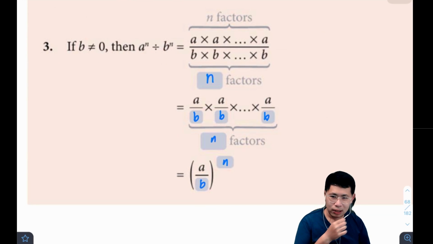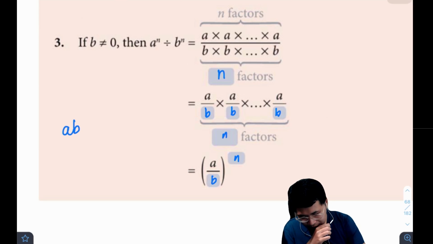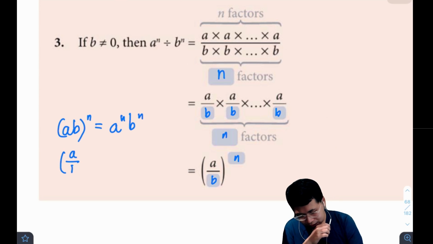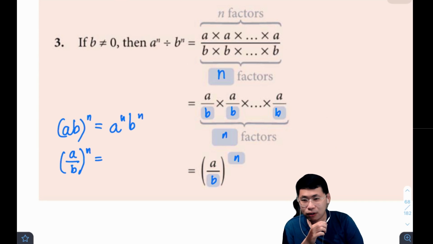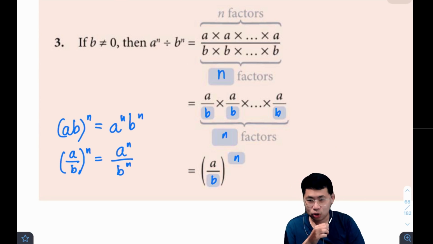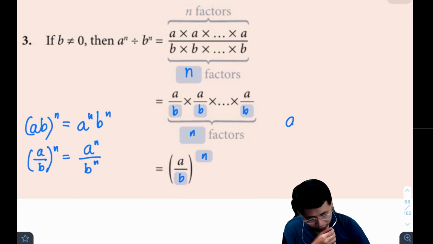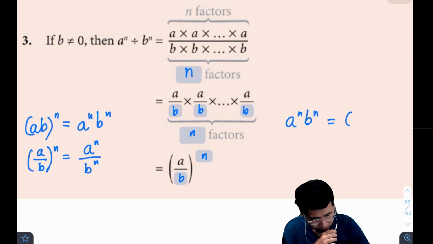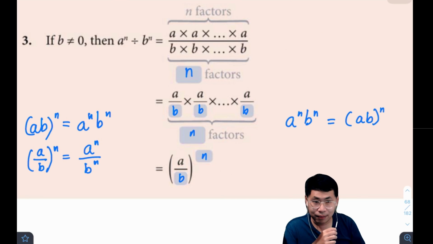Alright, so before we go on, let us recap a bit. When we have a and b multiplied together to the power of n, we can distribute the power like that. And when we have a number divided by another number and both are raised to the power of n, we can distribute the power to the respective numerator and denominator. At the same time, if you have a power n, b power n, same power, we can combine the base. So it will be a times b power n.